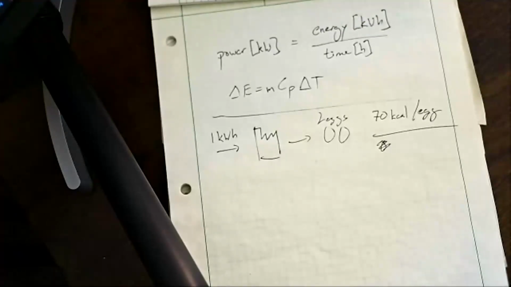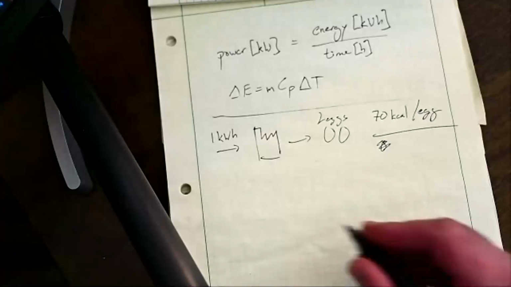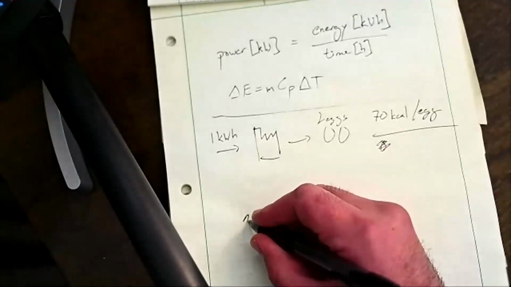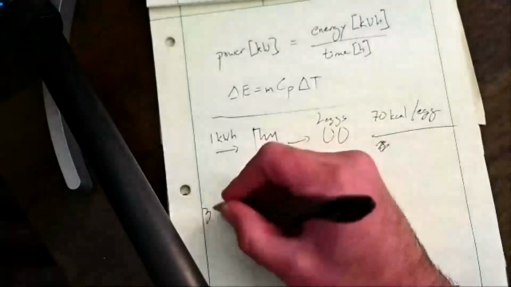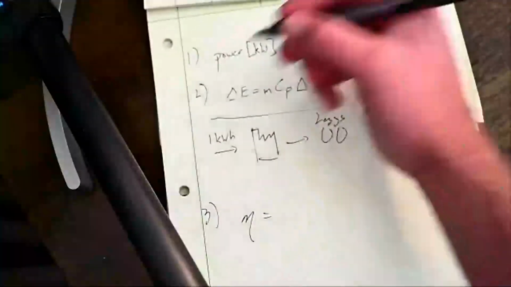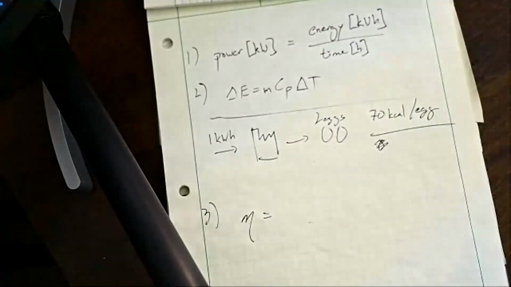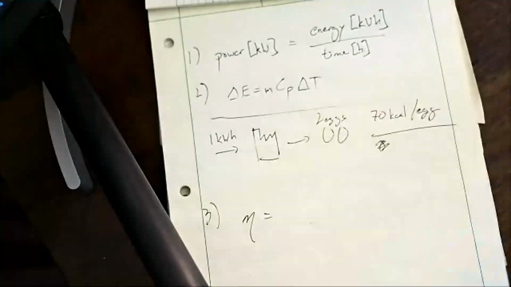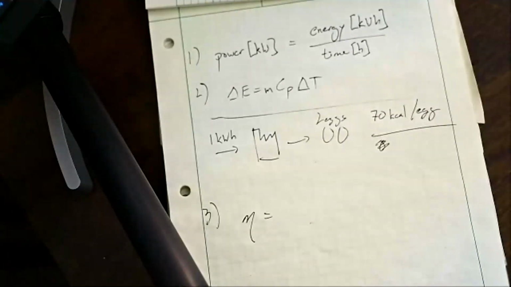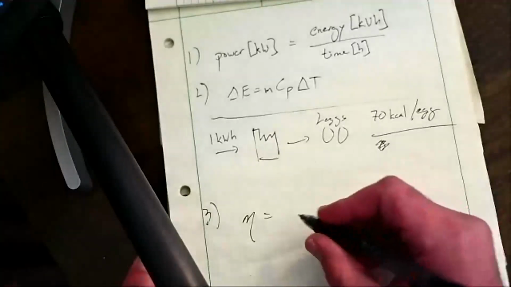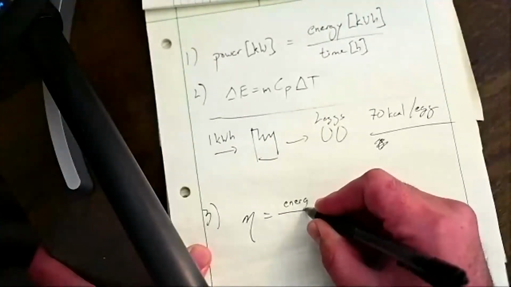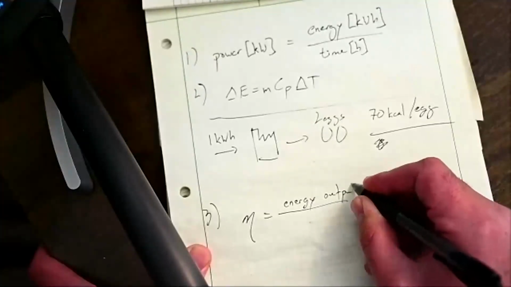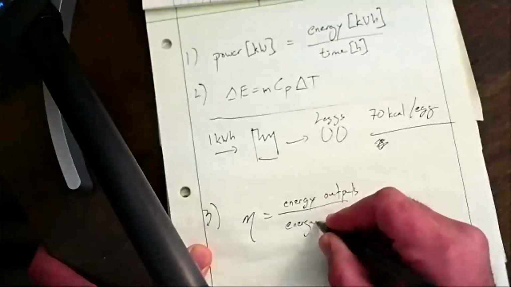So what we want to figure out is the efficiency. So we know that the efficiency of something, and this is the third equation I need you guys to know for this class, of about 4 equations total. This symbol is eta. It's a Greek symbol that physicists use for efficiency. I don't know why, but that's what it is. So efficiency equals energy outputs over energy inputs.